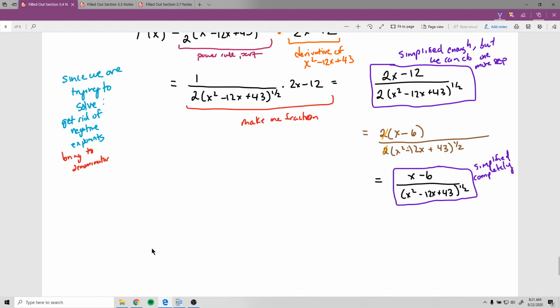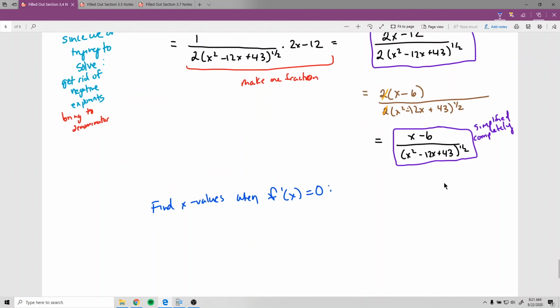All right, so that's part A, and then part B, we want to now find the x values when f prime of x equals 0. And we actually dealt with problems like this before. When we did it before, there was also a fraction. When you're trying to set a fraction equal to 0, really all you care about is when the numerator equals 0.